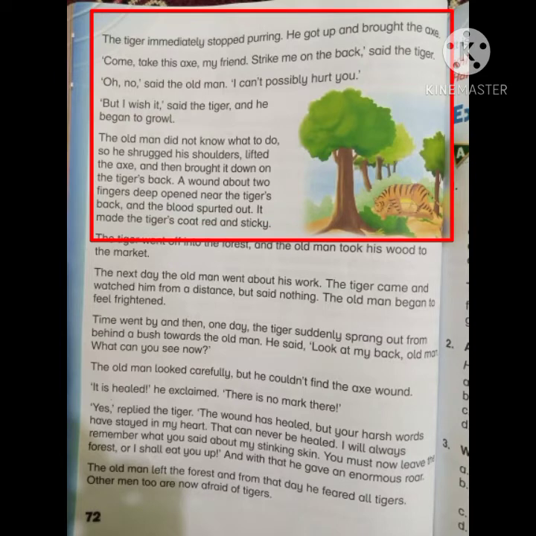The tiger immediately stopped purring. He got up and brought the axe. "Come, take this axe, my friend. Strike me on the back," said the tiger. "Oh, no," said the old man. "I can't possibly hurt you." "But I wish it," said the tiger, and he began to growl.